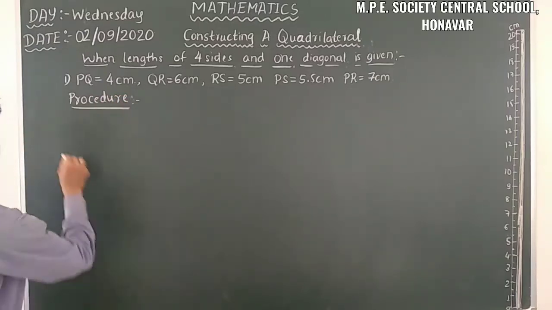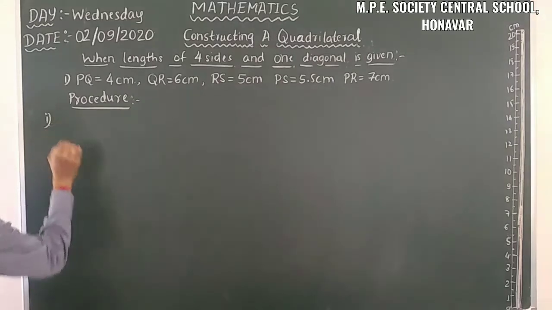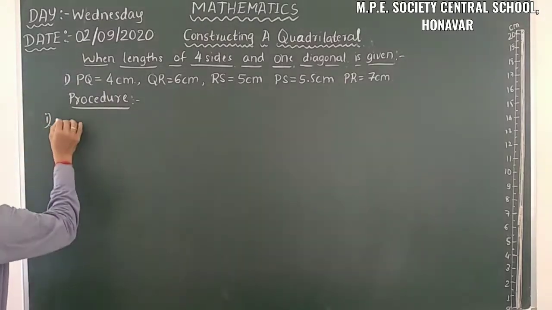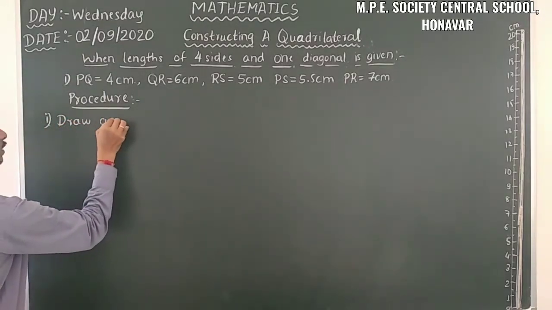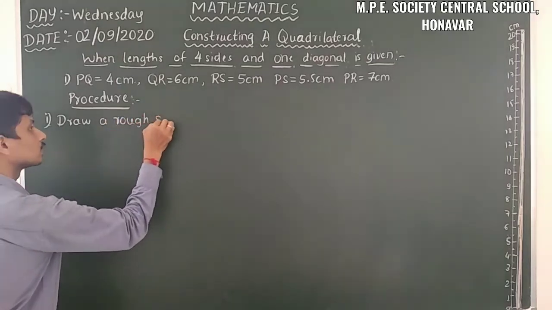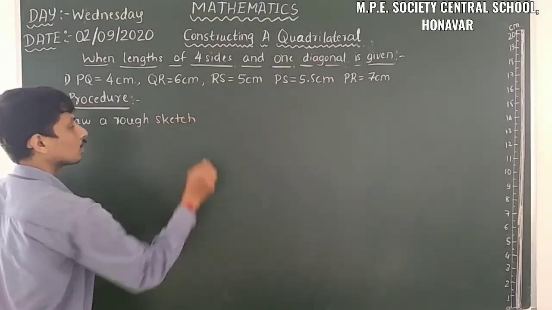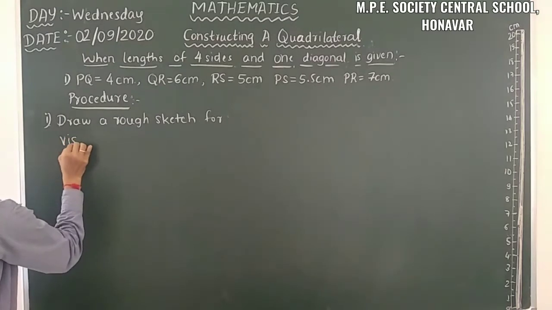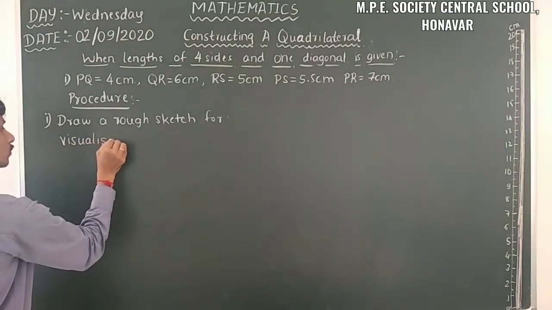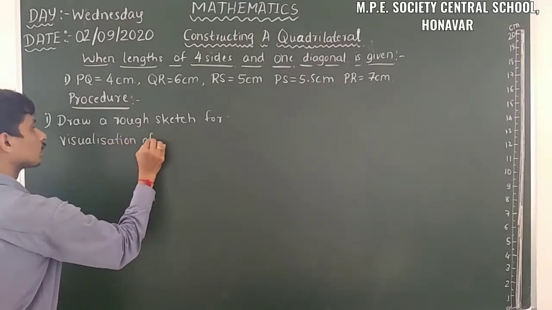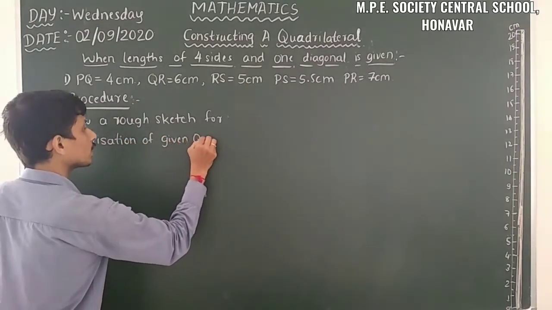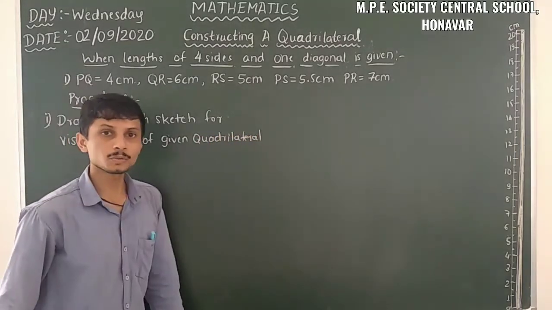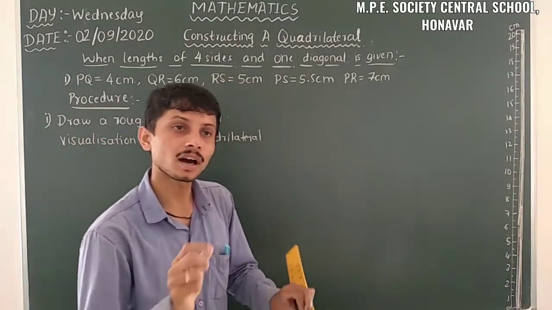First one: draw a rough sketch for visualization of the given quadrilateral. Firstly, we have to construct a rough sketch for that.